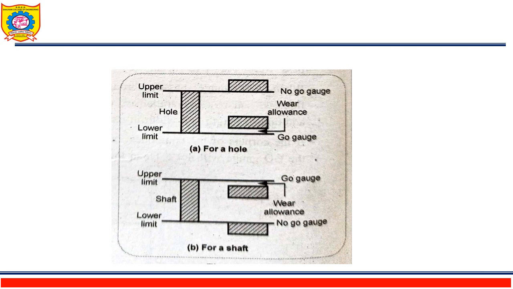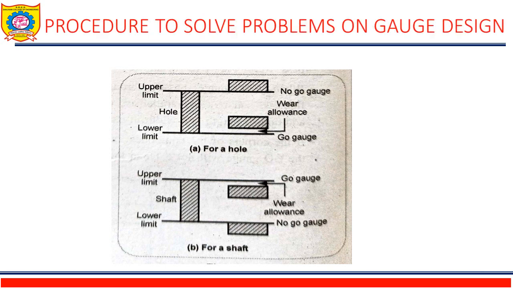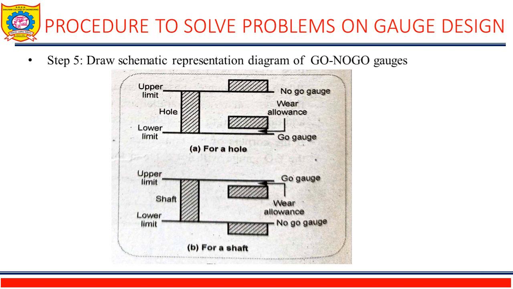And the final step is to allocate the tolerances. See, fifth step, draw the schematic representation diagram of go and no go gauges. So this is a general purpose go no go gauge whose representation diagram is given here. So according to this diagram we have found out how to calculate the tolerances on go and no go gauges, how to design the go and no go gauges.